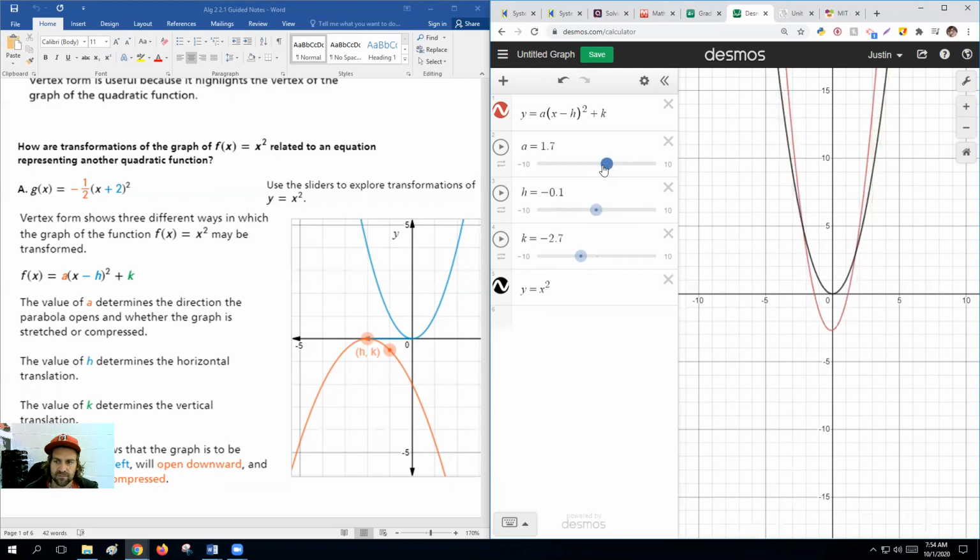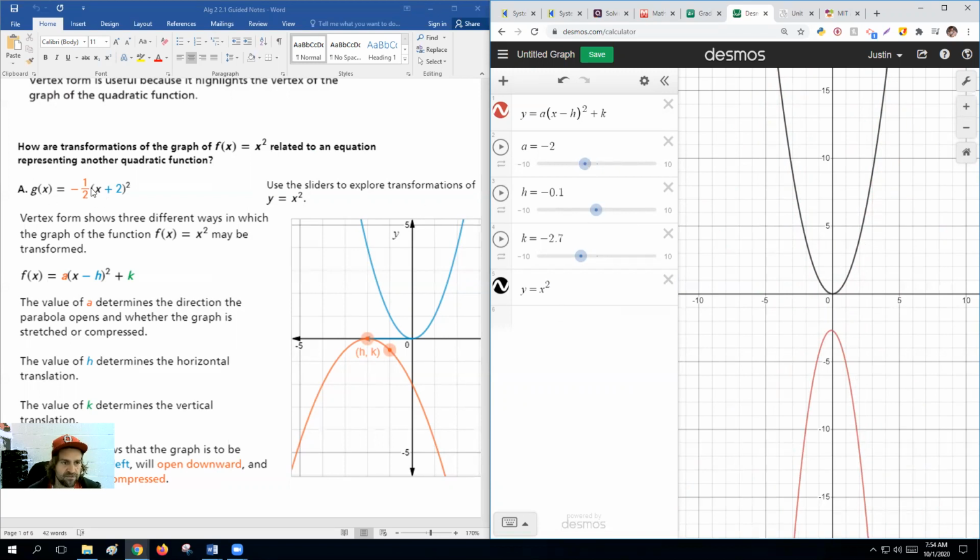What does that do? So if I increase a, it makes the graph skinnier. And now if I make it a fraction, it makes it wider. But the big point here is once a becomes negative, it flips over the x-axis.